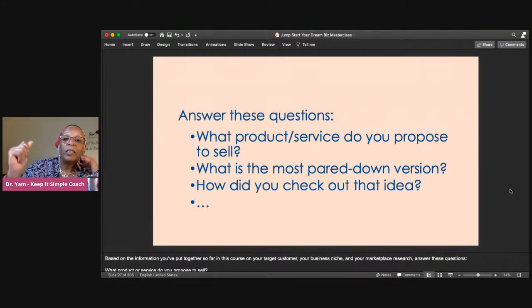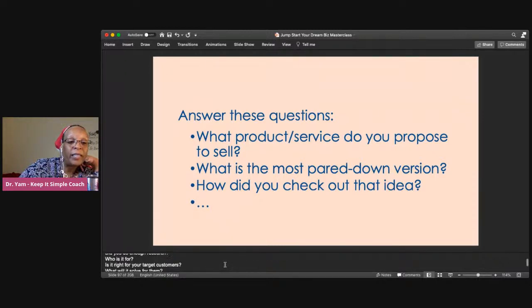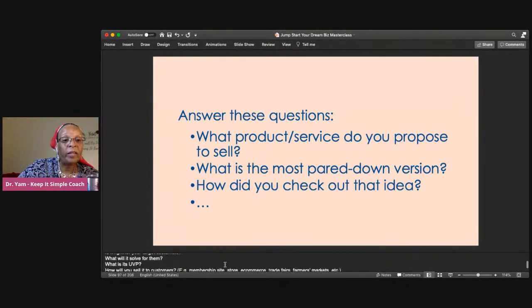And then, did you check out the idea? And what I mean in that particular case is, is it right for your target audience? What are you trying to solve with it? What is the unique value proposition of that minimum viable product?